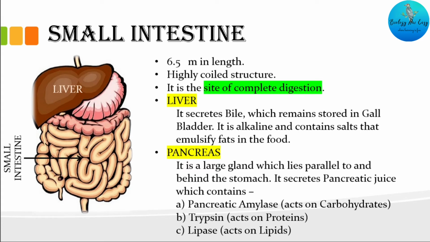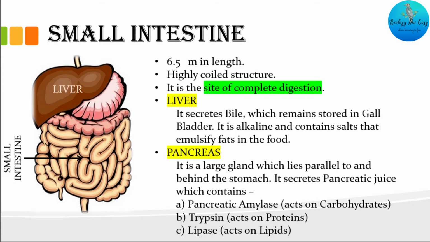Pancreas is a large gland which lies parallel to and behind the stomach. It secretes pancreatic juice which contains digestive enzymes like pancreatic amylase that acts on carbohydrates, trypsin that acts on proteins, and lipase that acts on lipids.